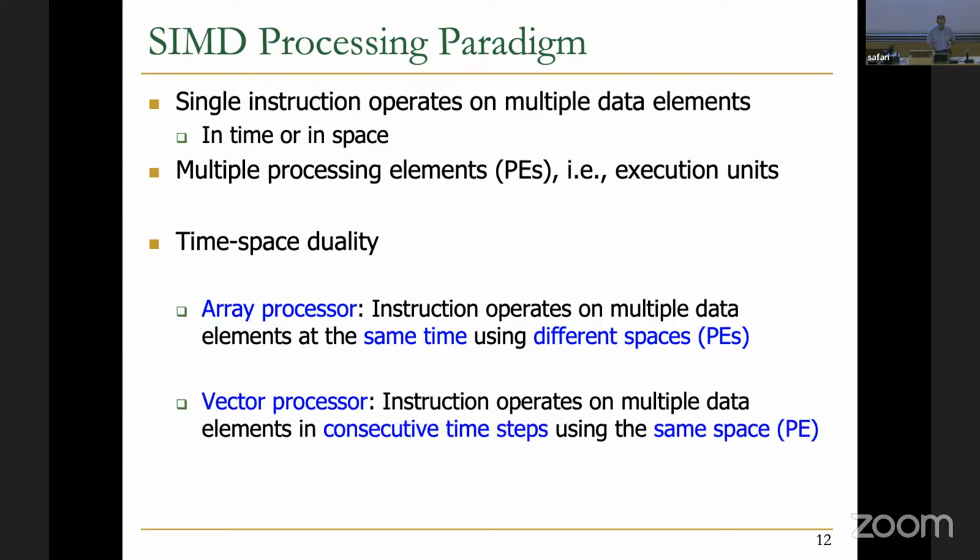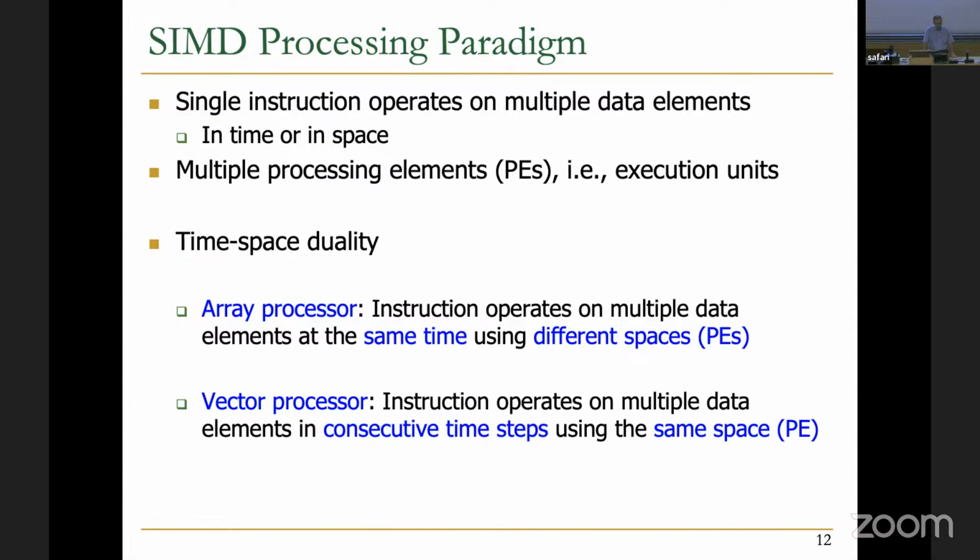So that's the array processor. Because of the cost, we also have the vector processor, where the difference is that you have a basic instruction operating on multiple data elements in consecutive time steps using the same space. You can have only one processing element, and you run your instructions in consecutive time steps using that. It's very similar to what we have seen so far in the pipeline processor, basically.